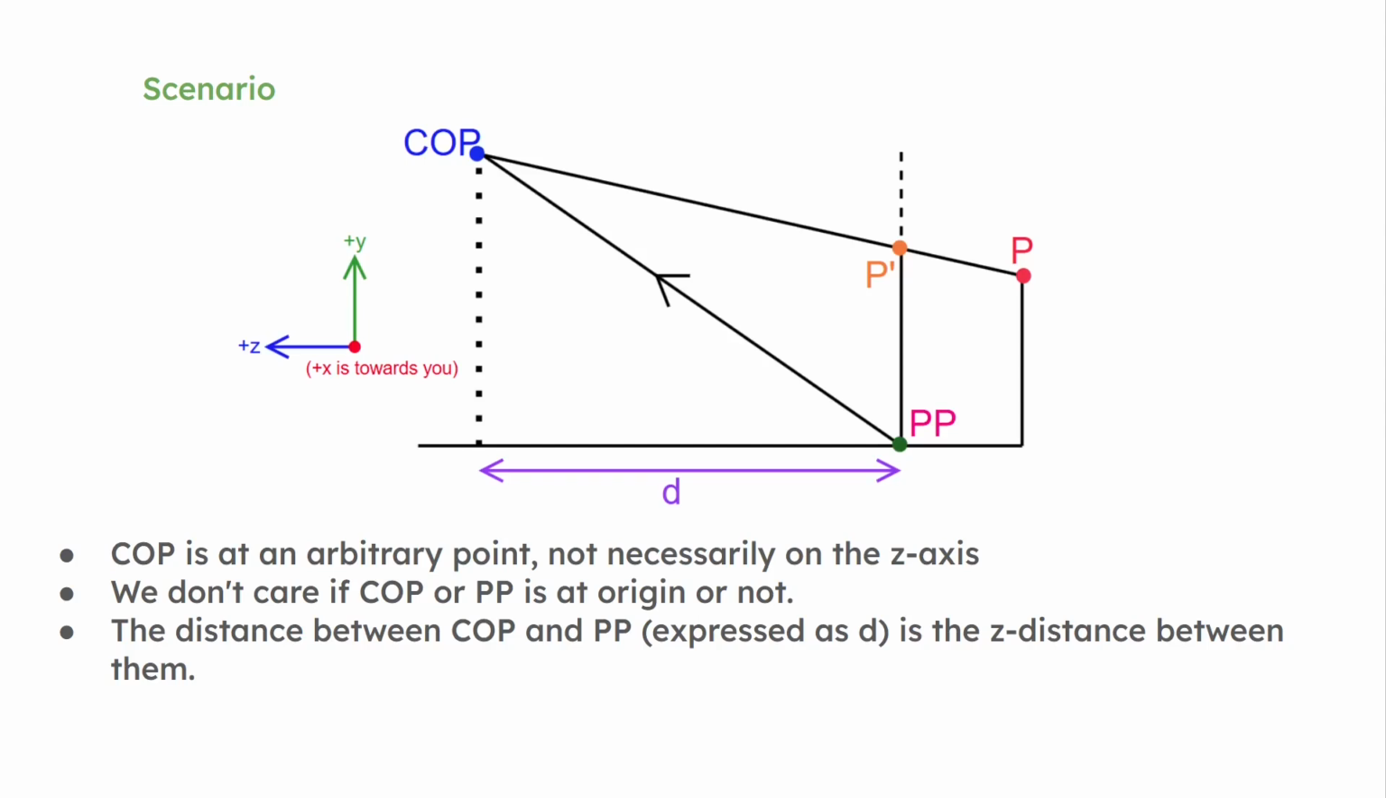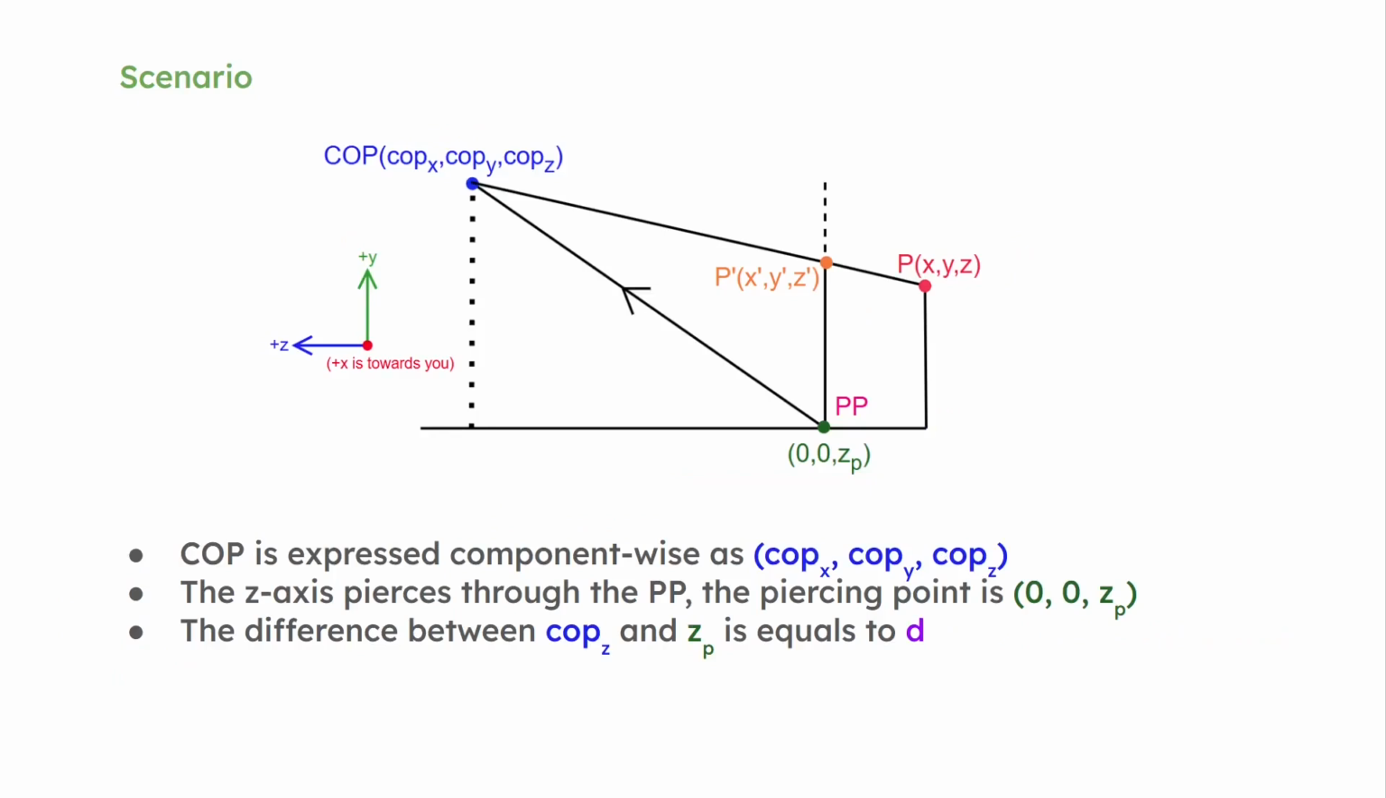And in this case, we don't necessarily need to care if the COP is at the origin or the projection plane is at the origin. We don't need to know this. We may need to know the distance between the COP and the projection plane, because we need this value to calculate the COP's or the projection plane's Z value. But if it's not given, now COP is a 3D point. We can write it component-wise as COPx, COPy, and COPz. And this baseline is the z-axis.